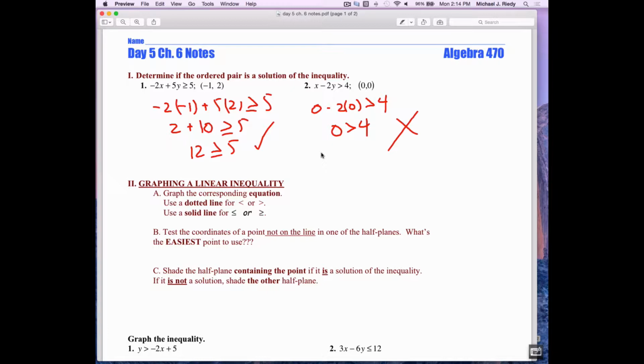Wait, why is that wrong? Number 2? Because 0 is not greater than 4. Oh, okay, got it. Yep. We good? This tells you how to graph it.